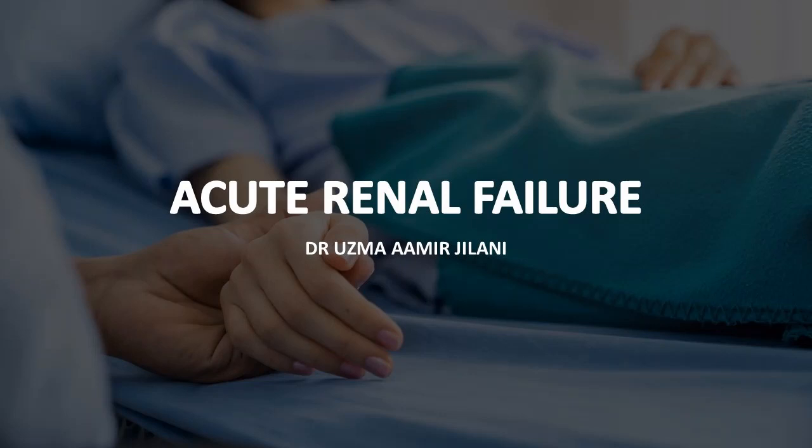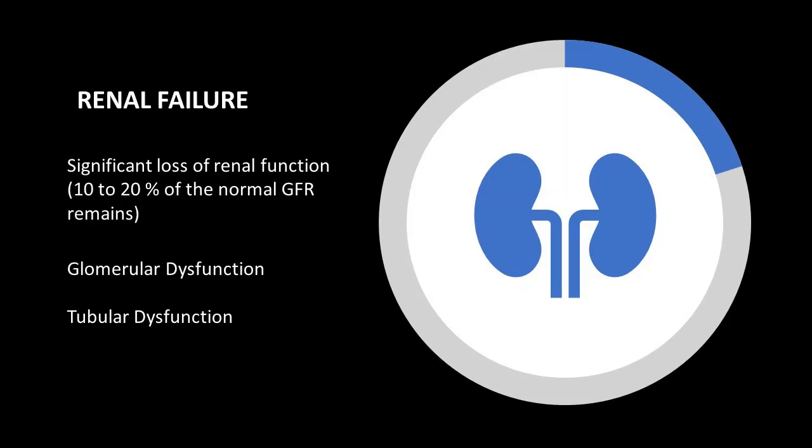Today's video is a quick revision on acute renal failure. What is renal failure? Renal failure is described as a significant loss of renal function in both kidneys to the point where less than 10 to 20% of the normal glomerular filtration rate remains.